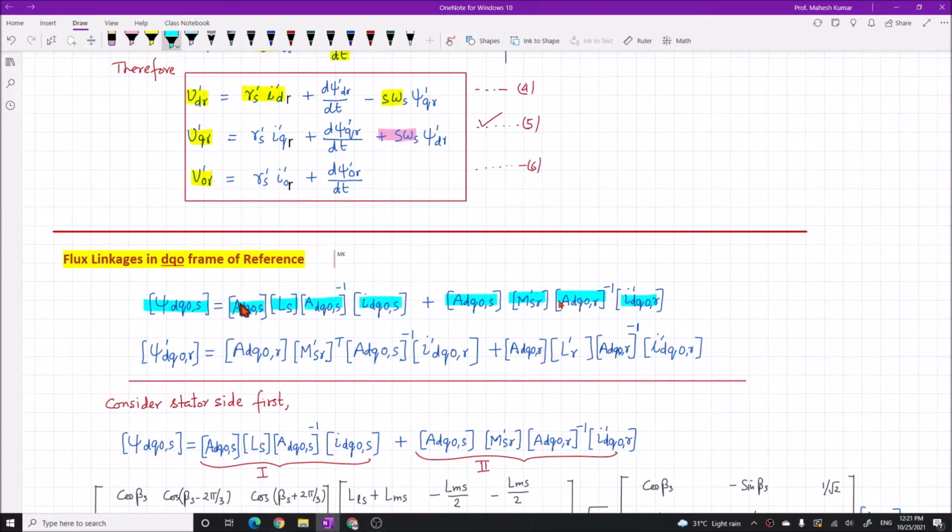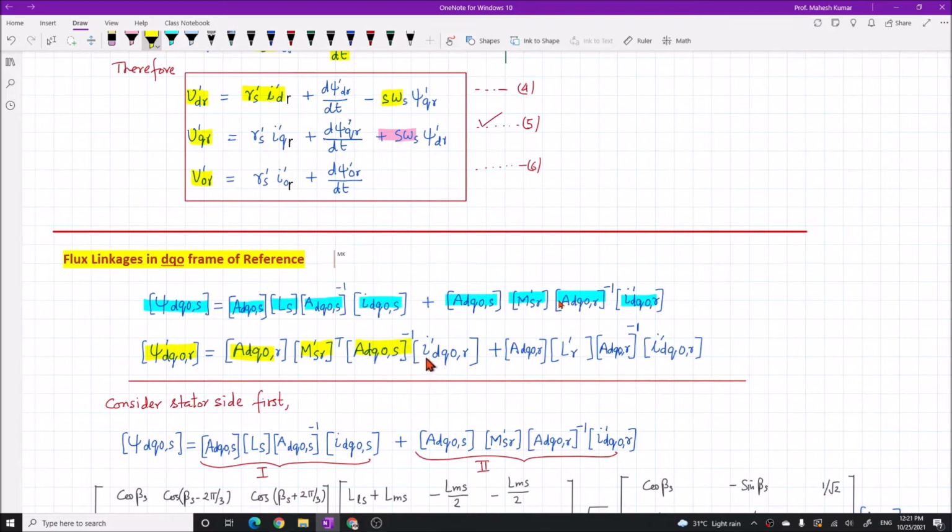This has come out of the transformation from ABC to DQ0. Similarly, we can write the equation for the rotor side flux linkages, that is psi DQ0R dash. This becomes ADQ0R MSR transpose and ADQ0S inverse.